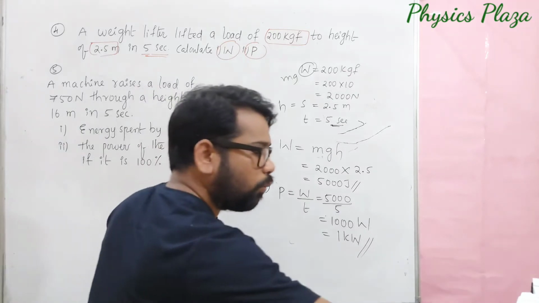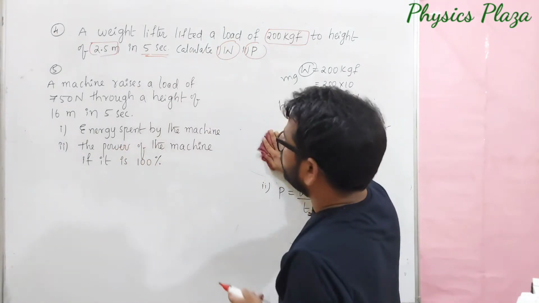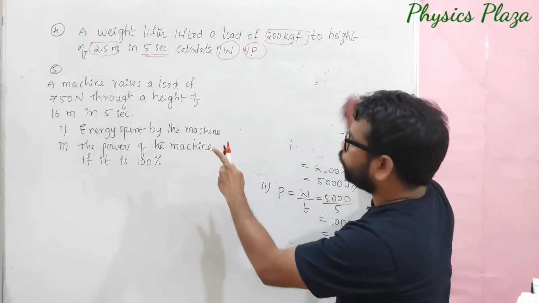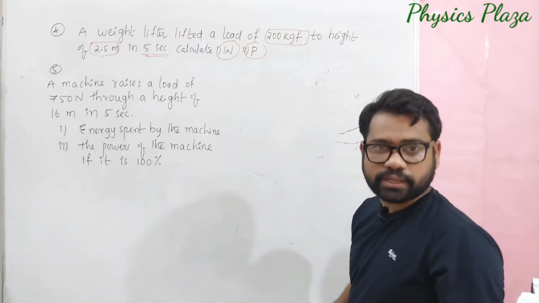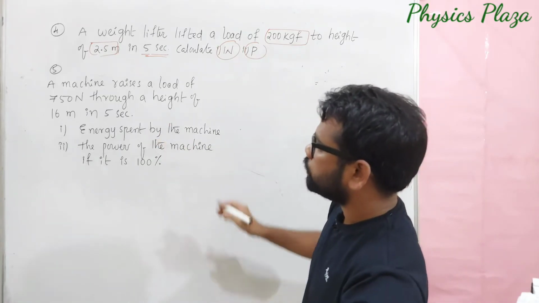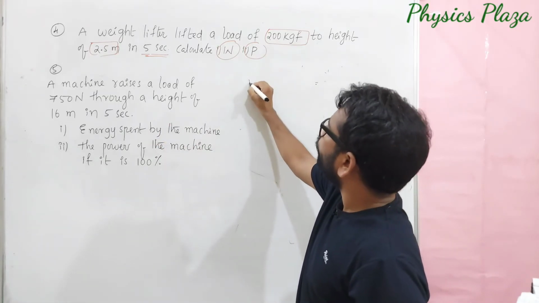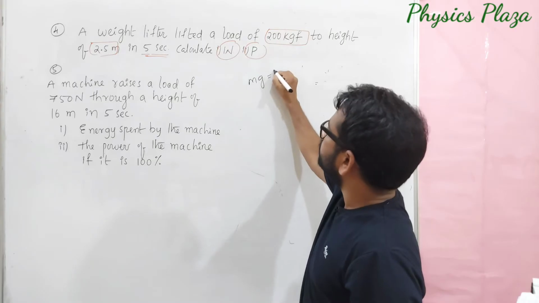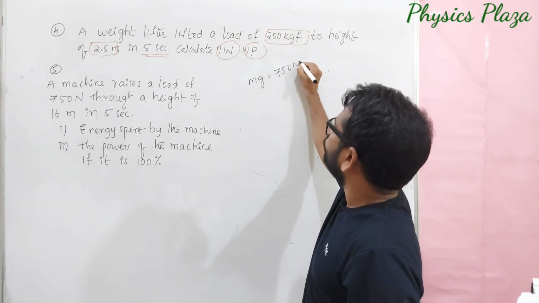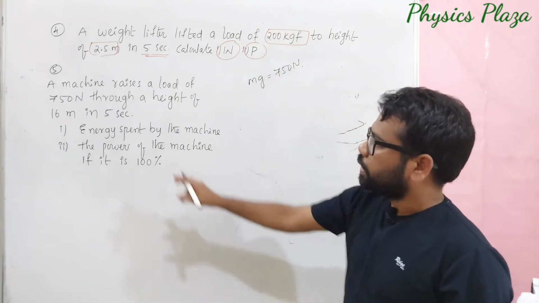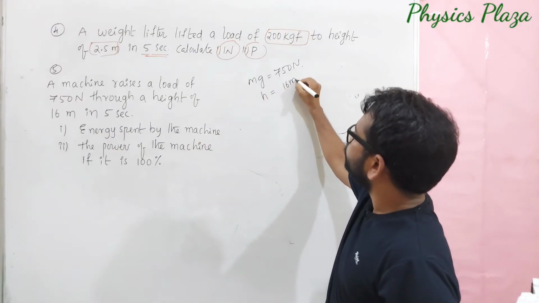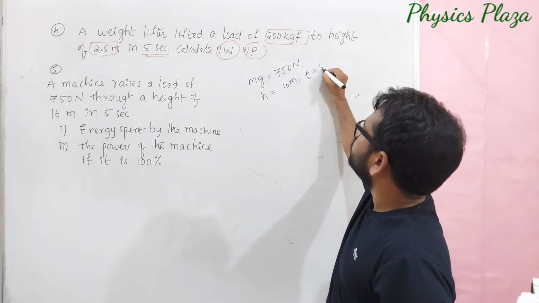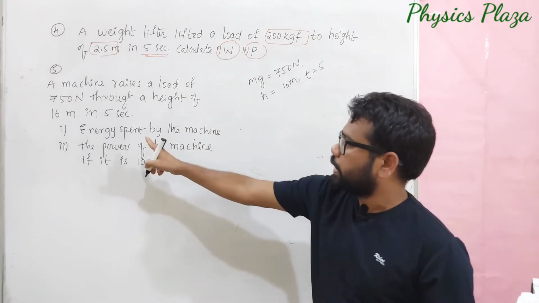In the fifth question, what is given? If you look at it, a machine raises a load of 750 newtons through a height of 16 meters. Again it is the same concept, dear children. So here load mg is given, it is 750 newtons, and height h is given, it is 16 meters. Time is 5 seconds.